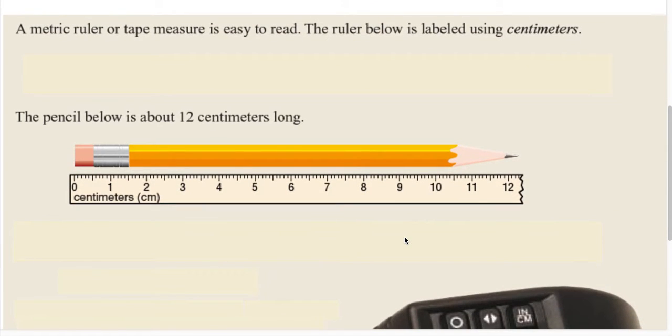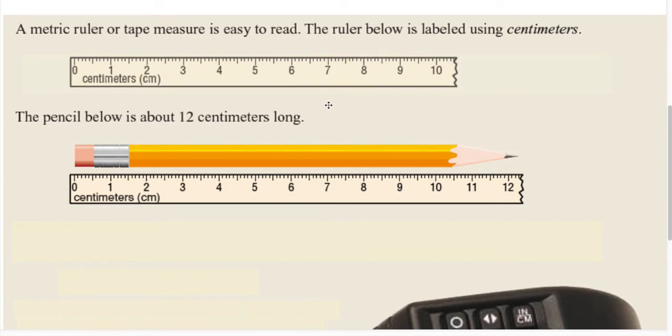And a metric ruler or tape measure is easy to read. The ruler below is labeled using centimeters. So if you look at the centimeter ruler, this is how it looks. 1 centimeter all the way to 10 centimeters. What you also notice is that there are 10 hash marks before you get to 1 centimeter. There are 10 divisions before you get to each centimeter. So you have 10 divisions before you get to 2 centimeters, 10 divisions before you get to 3 centimeters, and so on and so forth.